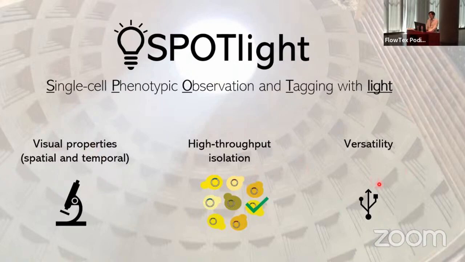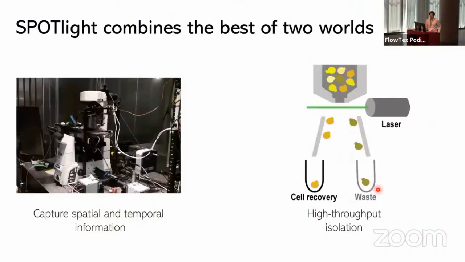And the method is versatile because we can adapt to different kinds of experimental preparation. So basically we developed Spotlight by combining the best of two worlds: the microscopy aspect, which allows you to capture spatial and temporal information, and the cell sorting aspect, which allows you to do high throughput isolation, combining the two to get the best out of both worlds.